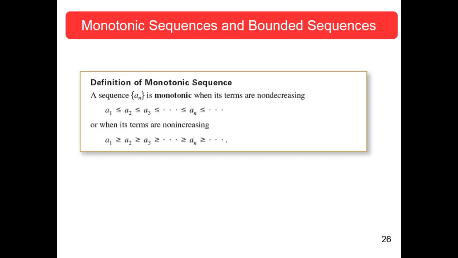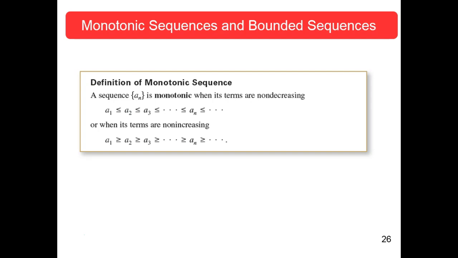Here's the monotonic sequence. Sequence a sub n is monotonic when its terms are non-decreasing. Okay? In other words, it doesn't mean strictly increasing. It could be constant, but non-decreasing. So a sub 1 is always less than or equal to a sub 2, is less than or equal to a sub 3, is less than or equal to a sub 4, all the way up to a sub n and keep going. Now, they can be equal, but they're not ever less, non-decreasing.